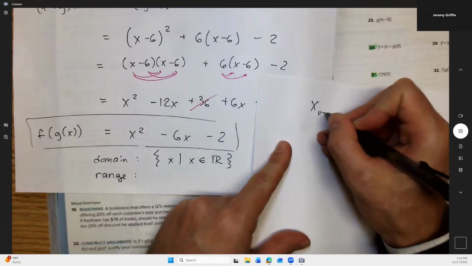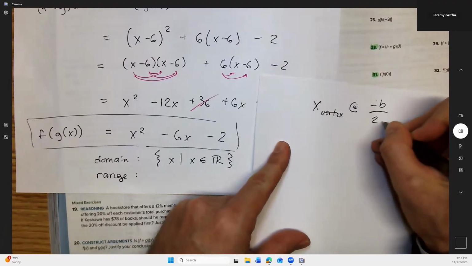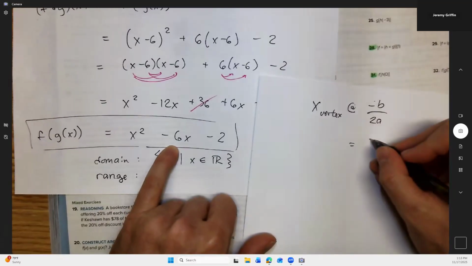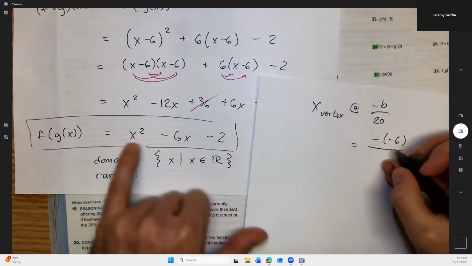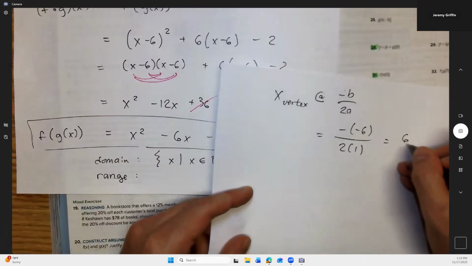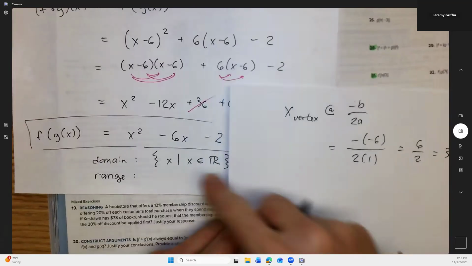You guys remember x vertex is going to be at negative b over 2a. So in this context, my b is negative 6, so it's negative negative 6 over 2 times 1. I have this coefficient of 1 on the front. So it'd be 6 over 2 or 3. Now that's an x value. So what if I plug in 3 into this?